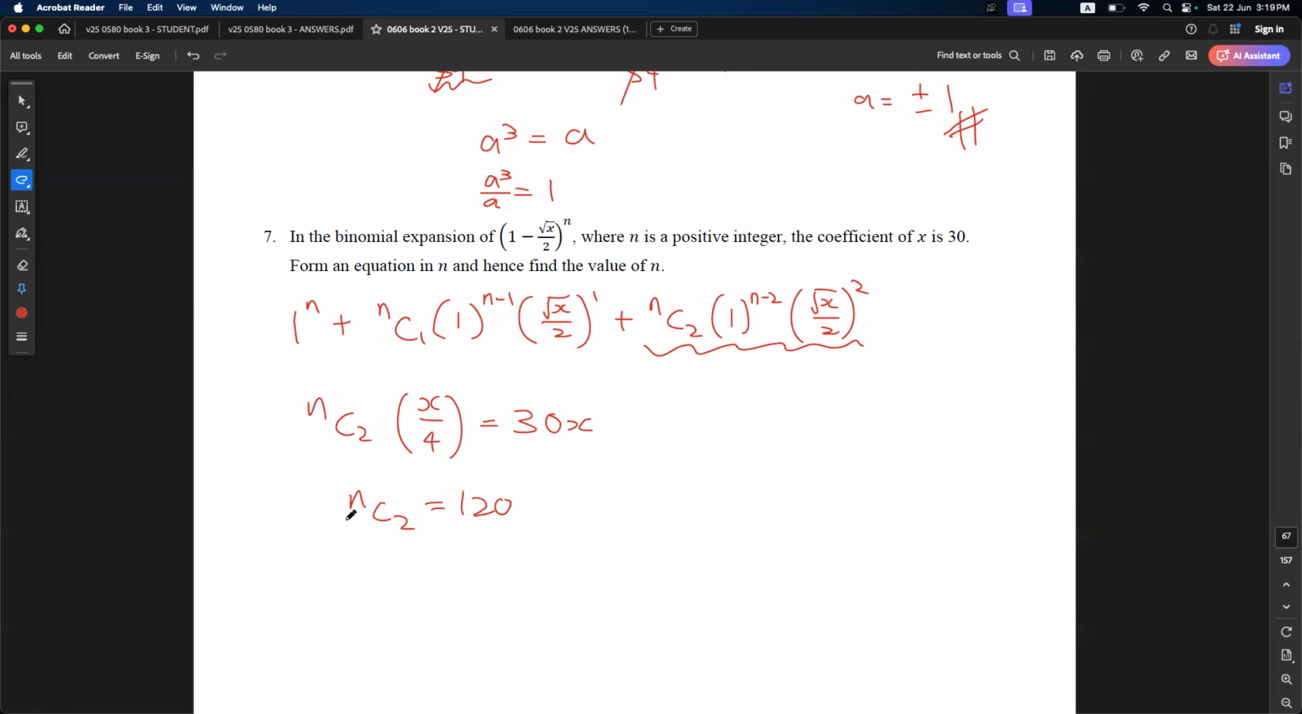So from here, this part is what we learned last week in the previous chapter already. nC2, the formula will be what? What's the combination formula? It starts off with n factorial over, one, and then n minus 2 factorial, over 2 times 2 factorial, is equal to 120. From here, solve the question, you will get n already.